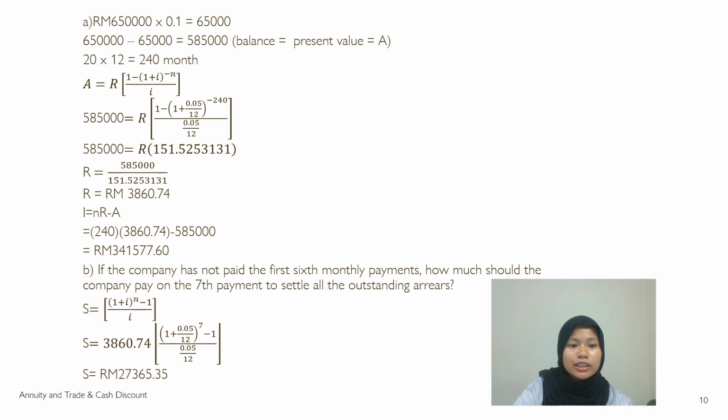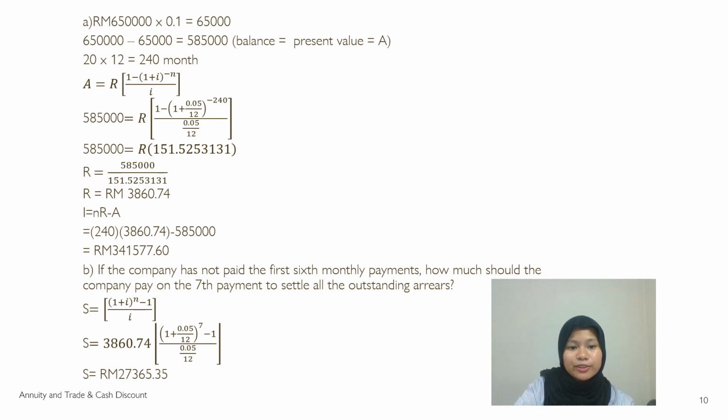For the interest charge, I use this formula: I equals nR minus A, and I put all the information I got in the formula, and I got 240 times RM3,860.74 minus RM585,000, and the answer for the interest charge is RM341,577.60. That's the answer for A. And then we proceed to B.